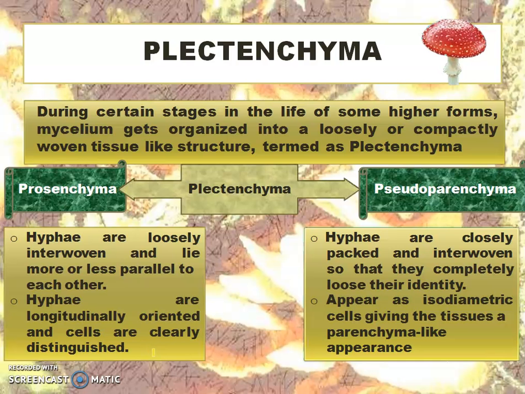Then plectenchyma. Plectenchyma is that during certain stages in the life of the fungus, the mycelium is organized into loosely or compactly woven tissue. That means the mycelium grows and grows and becomes a compact tissue. That is called plectenchyma. This is of two types, prosenchyma and pseudoparenchyma. Prosenchyma is the one in which the mycelium is arranged parallel. And in pseudoparenchyma, they are so well packed and interwoven that they cannot be loose, and they appear as isodiametric cells when a transverse section is done.